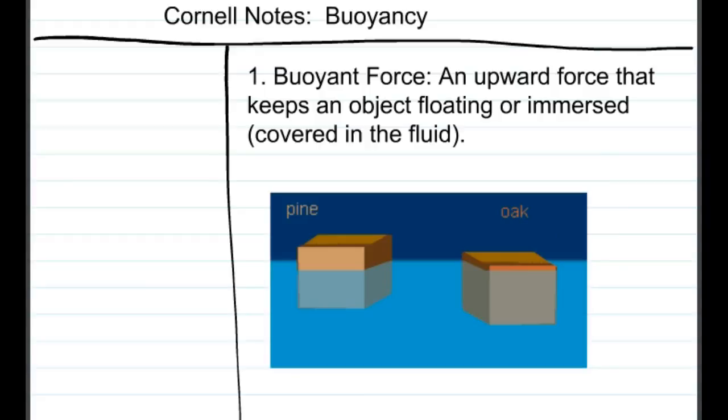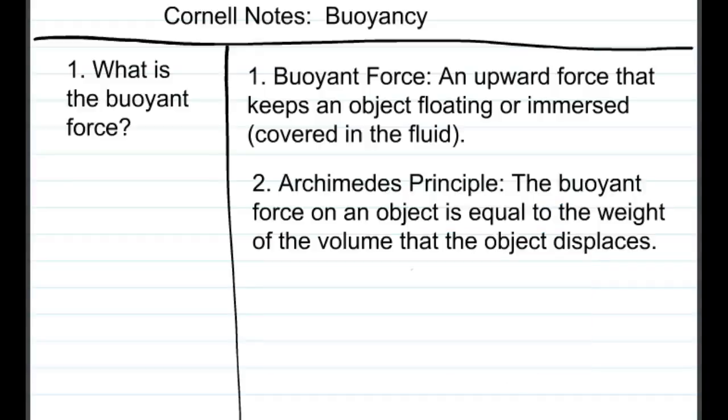Now, since the bottom of the pool is where you have the greatest pressure, the greatest buoyant force comes from the bottom. As you go up here, the buoyant force is weaker. So buoyant force is a force that pushes an object that is in a fluid.